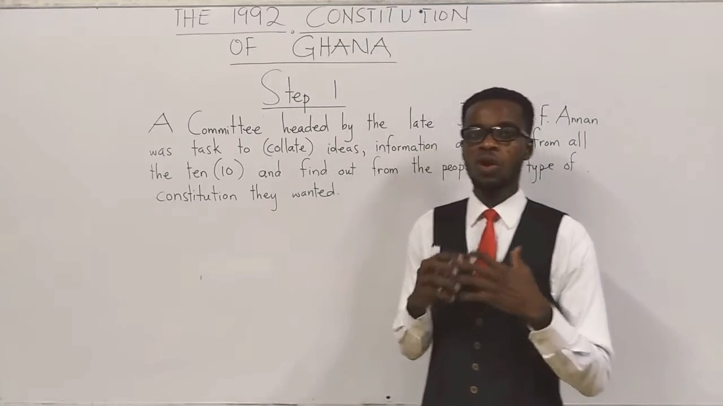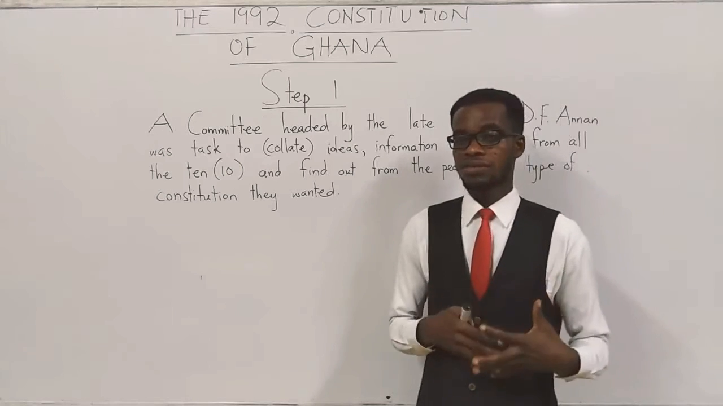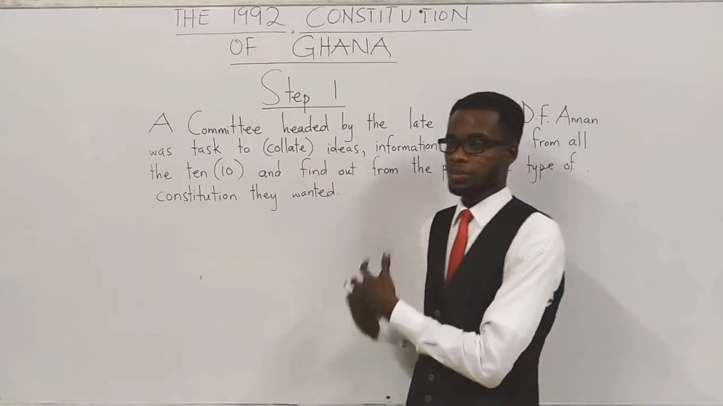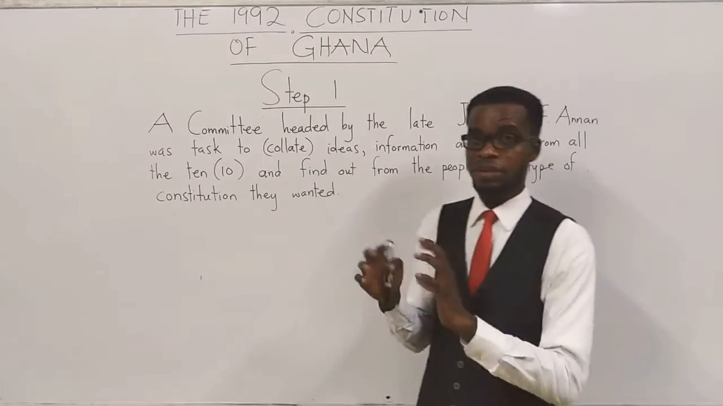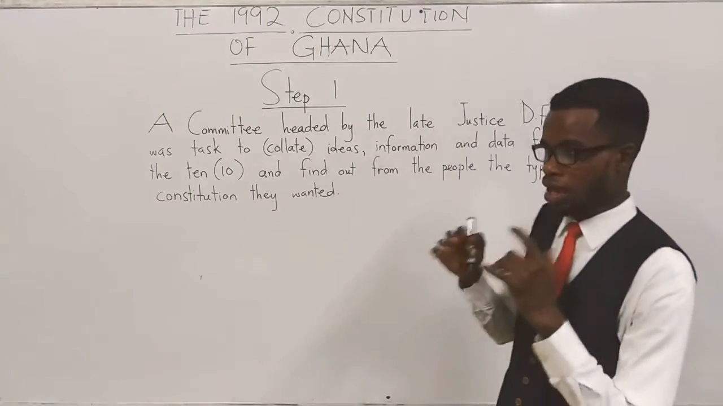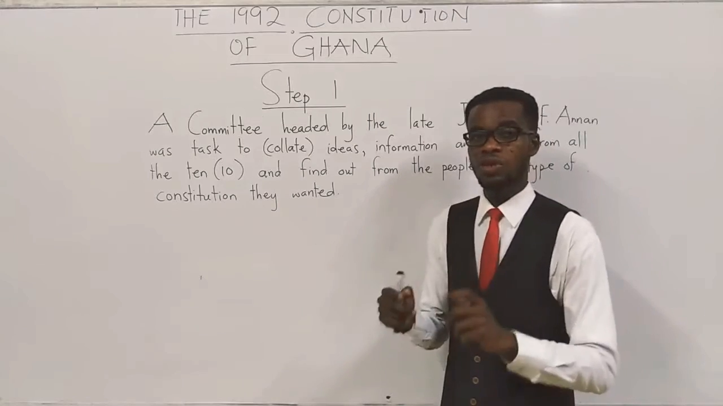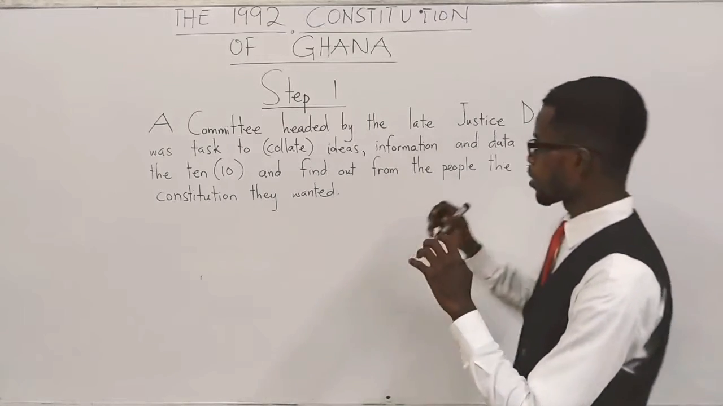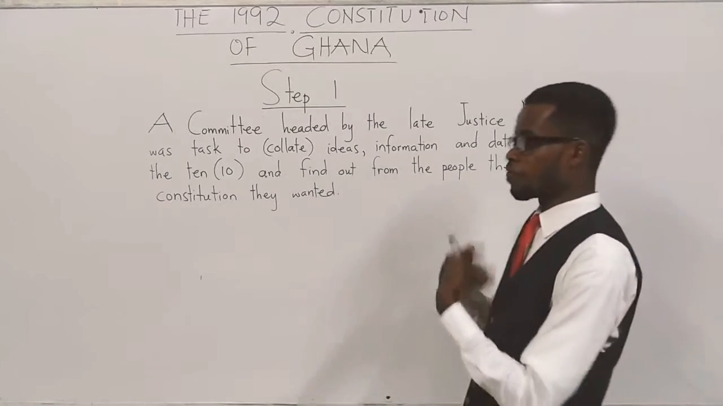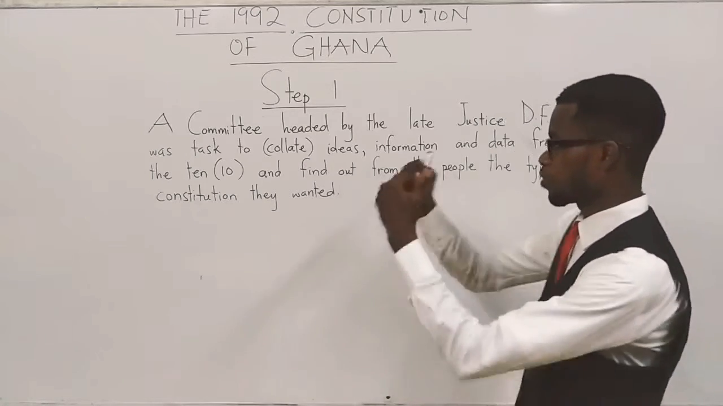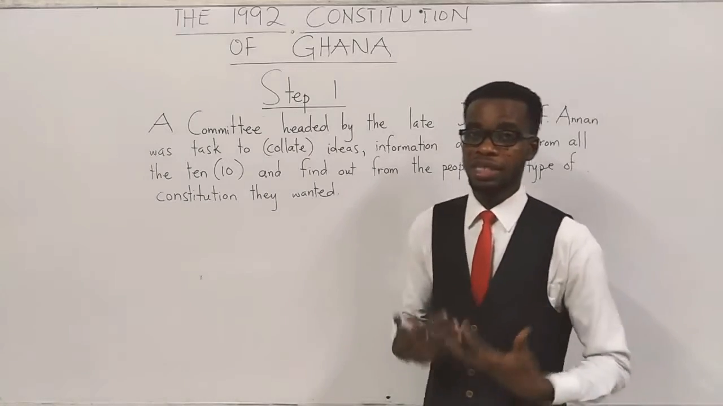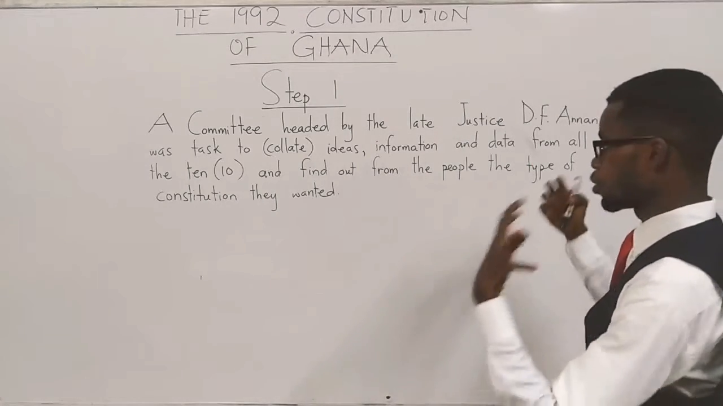So they had to go to all the 10 regions. We have 16 regions currently, but around that time in 1992, we had our 10 solid regions. So these people were to be visited by this particular committee, and their job was just to get information from them and find out the type of constitution they wanted.